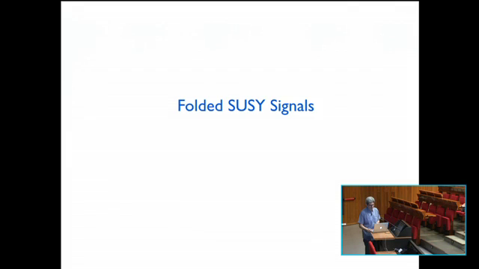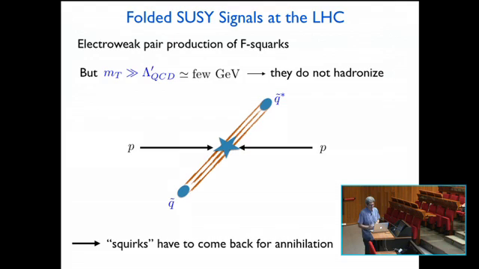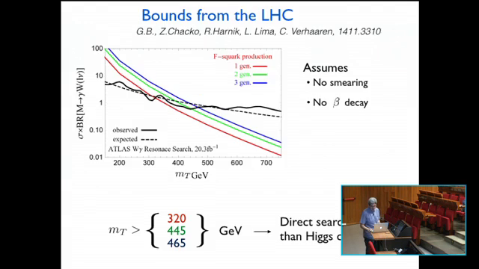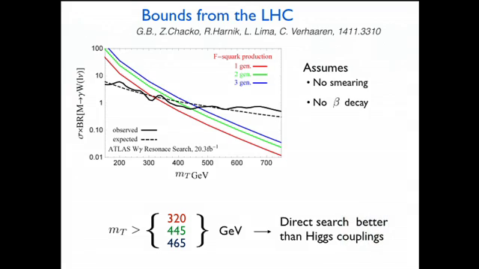I don't have time to talk about signals, but there are signals, and I'm just going to say that the fact that I have an SU3 that confines the SU3 prime, and that the quarks are hundreds of GeV, means that they don't hadronize. So these guys will have quirky type behavior. They will generate sort of gluon radiation as well as photon radiation. They will have to come back to each other and annihilate, and from there you can get bounds, which are right now at the 450 GeV level.